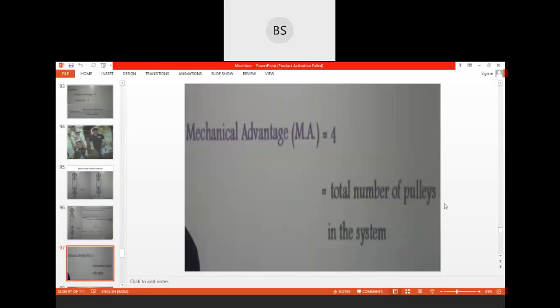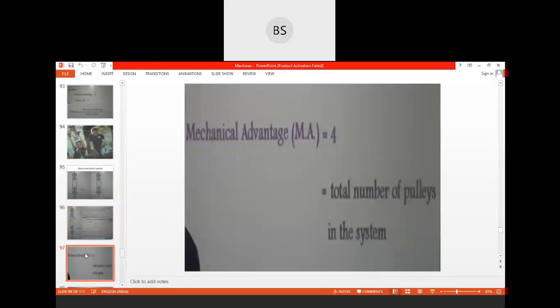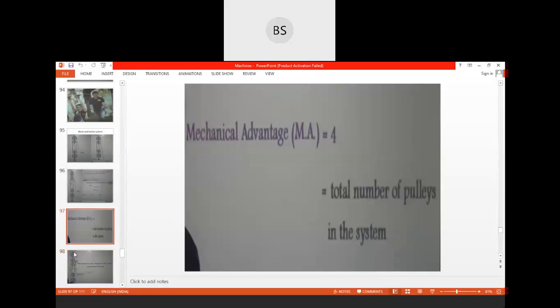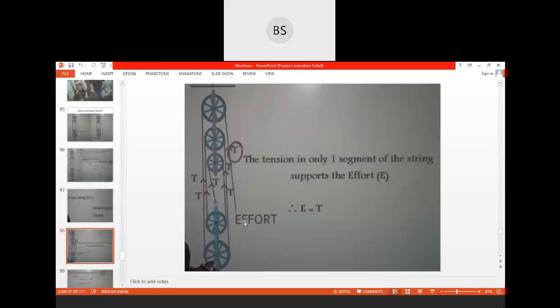So in the next, you can see mechanical advantage is equal to 4, which is equal to the total number of pulleys in the system. As I have mentioned, here there are 4 pulleys and the mechanical advantage is also 4. So we have written this statement: total number of pulleys in the system is equal to the mechanical advantage, that is 4. We got the same answer.